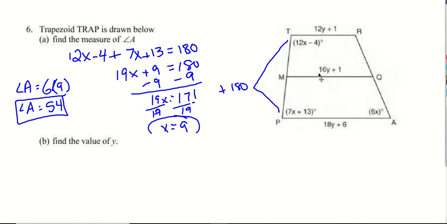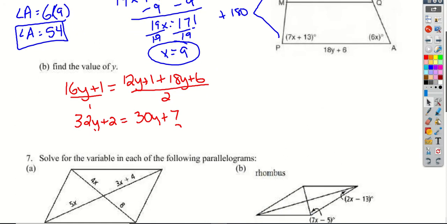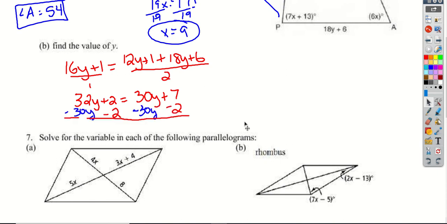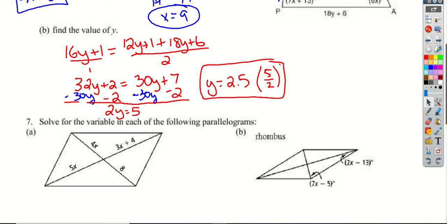If you remember, y is the mid-segment, so this line is the average of these bases. So 16y plus 1 is equal to the sum of the top and the bottom, and then divided by 2. Okay, so options: divide this polynomial by 2, or we could cross multiply and get 32y plus 2, and then 30y plus 7. We can combine like terms, which we did on the right, and then we're going to just minus the 30y and move over the 2 to get 2y equal to 5. So y is going to either equal 2.5 or 5 over 2, your choice, but that's going to be the answer for part B.